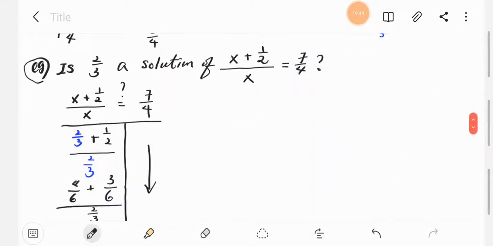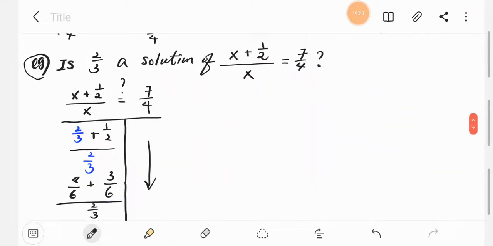Okay, so what we did is just replace x with a given number and then check whether the left-hand side of the equation, the result, is the same as the one on the right. If they are the same, then yes, that value is the solution.